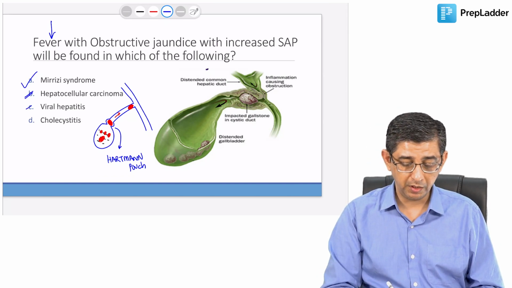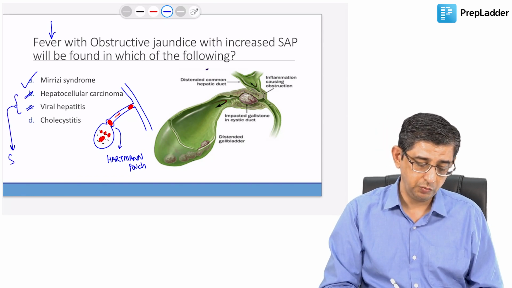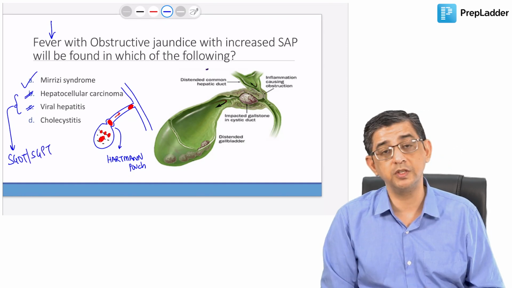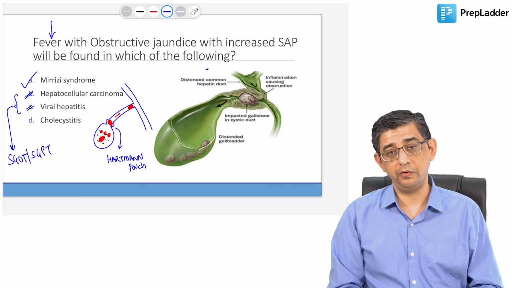Viral hepatitis will again cause an increase of SGOT, SGPT. I'm ruling out option number B and C. Why? Because they will mainly cause derangement of SGOT, SGPT and not serum alkaline phosphatase. Cholecystitis does not contribute to obstructive jaundice.